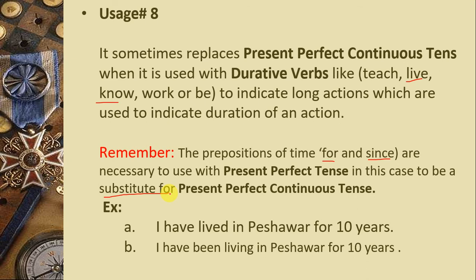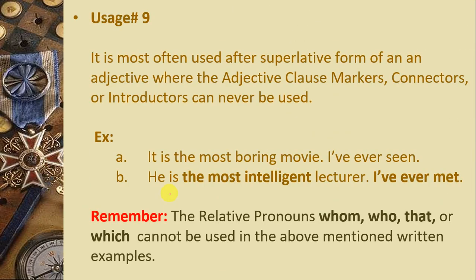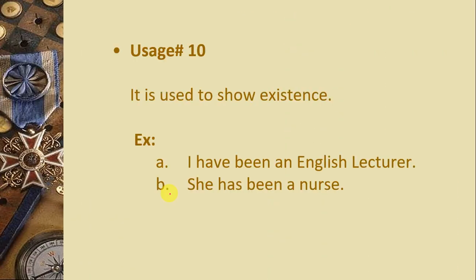Okay, good. So number 9: it is most often used after superlative. Number 10: it is used to show existence.